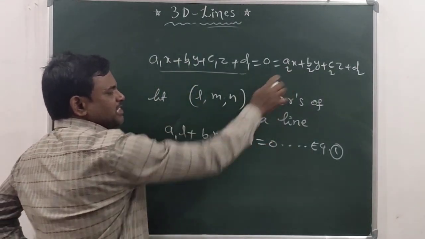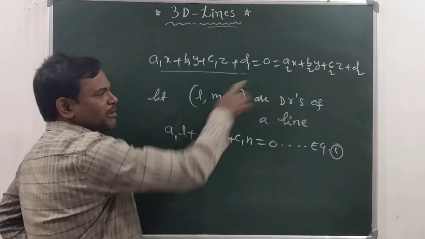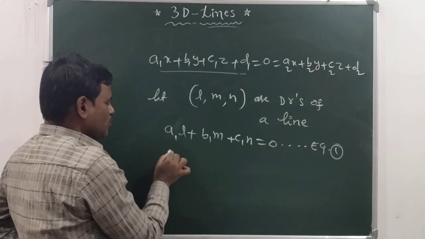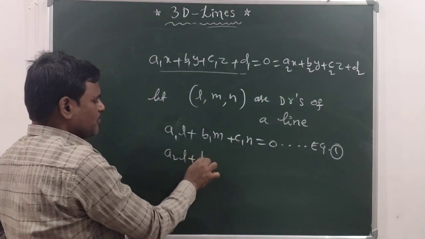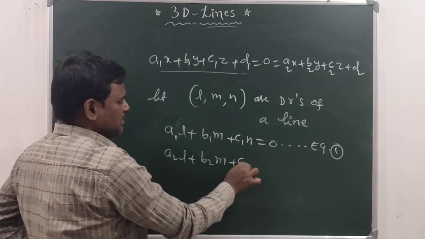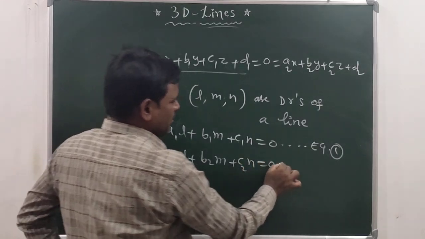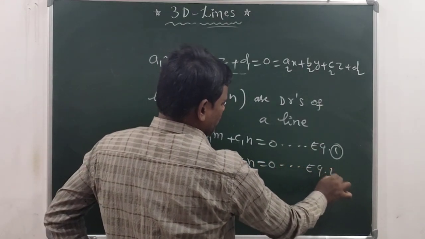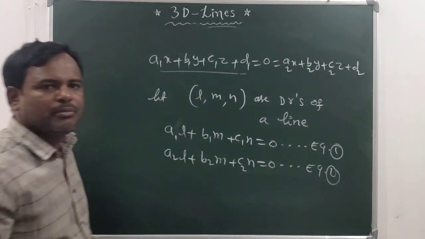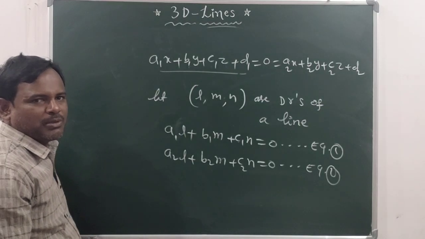Now take the second one. So apply the same rule. This is also a plane, so that you will get A2L plus B2M plus C2N, which is equal to 0. This is equation 2. Now solve both of them by the method of cross multiplication.